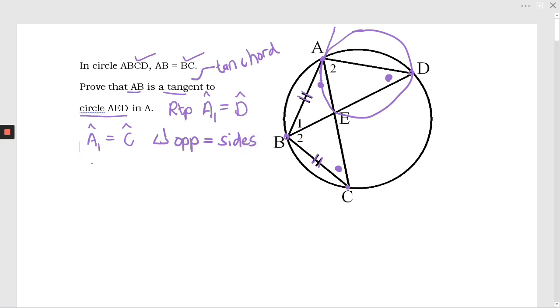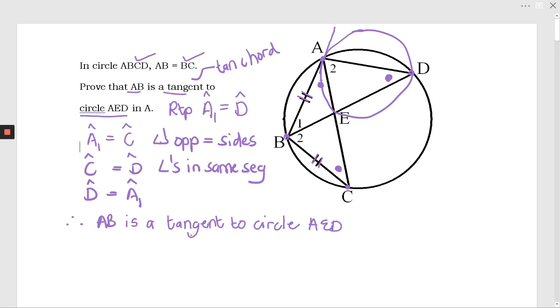But then I have C equals D. And that's got to do with angles in the same segment. Therefore, D equals A1. Therefore, we have a tan chord. So therefore, AB is a tangent to circle AED, and my reason is converse tan chord, because I'm proving a tan chord. So if you're proving anything, you're going to say converse, if you're proving something that you can normally use.